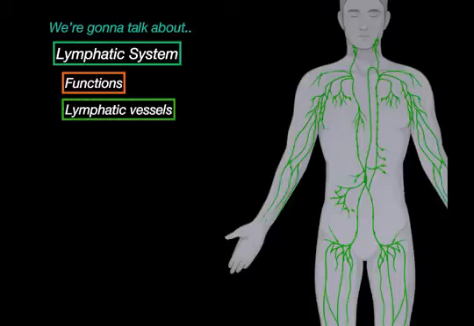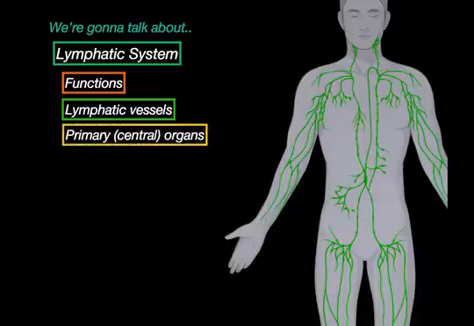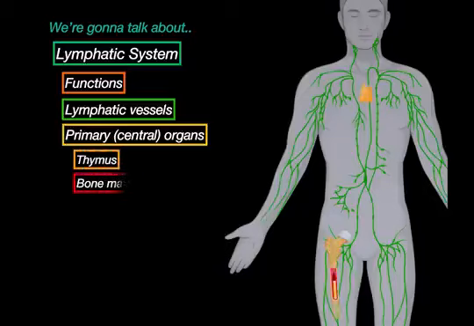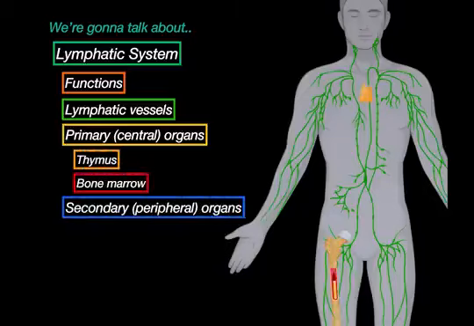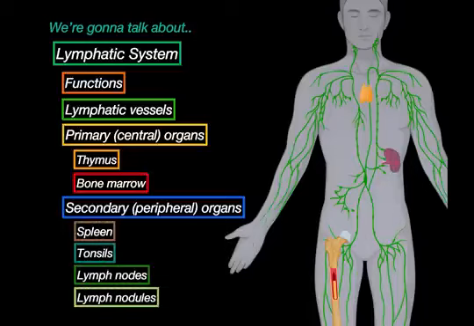After that, we will follow the lymphatic vessels and see how they're arranged in the body. Then, we will look at the structures that make up the system, divided into the primary or central lymphoid organs, which are the thymus and the bone marrow, and the secondary or peripheral organs, the spleen, tonsils, lymph nodes, and the lymphoid nodules. And along the way, I will also mention a few clinical conditions related to this system.